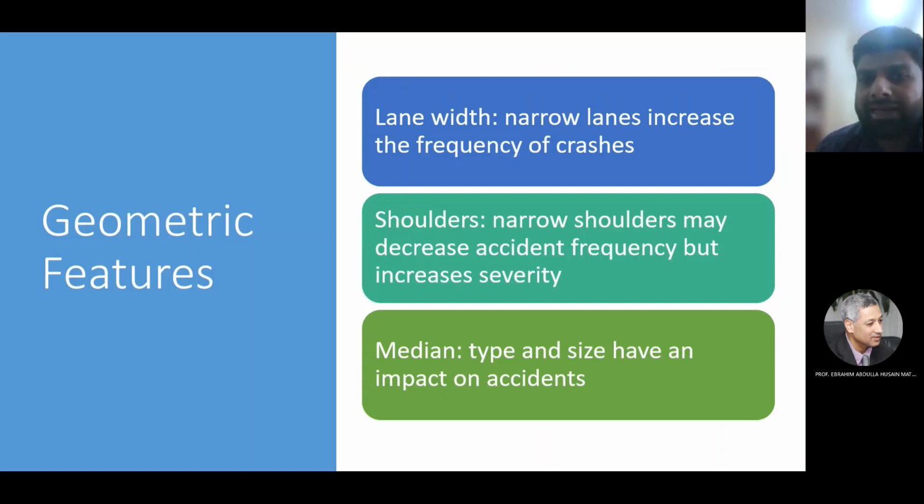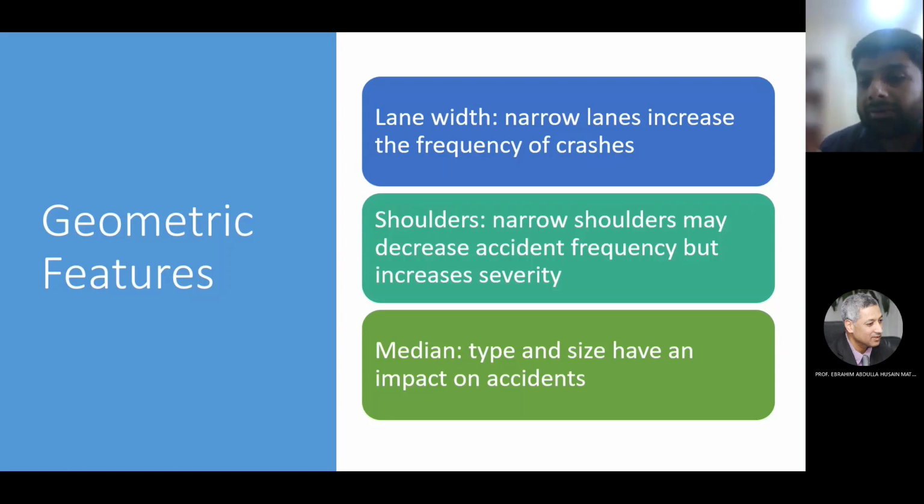From the literature, we have found that 3 main features related to the geometry of the road have been rigorously researched: lane width, shoulders, and medians. In the context of lane width, narrow lanes increase the frequency of crashes. This has been shown very widely, and this is why it has become the prime feature in highway capacity analysis as well. Related to shoulders, there are varying findings. The first finding is that if you decrease the width of the shoulders, which we normally call in Bahrain the yellow line, so that is the shoulder, it may decrease accident frequency, but it may increase severity. Again, these findings are from studies done in different countries, so in new settings they may change.